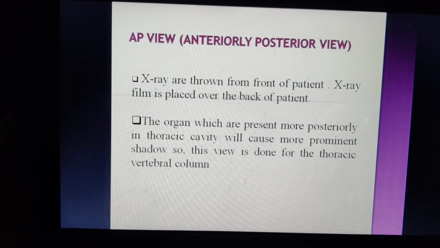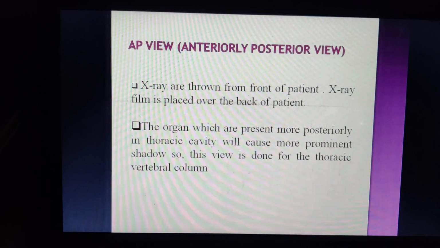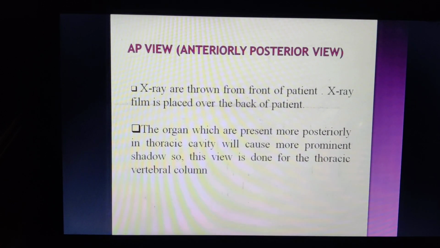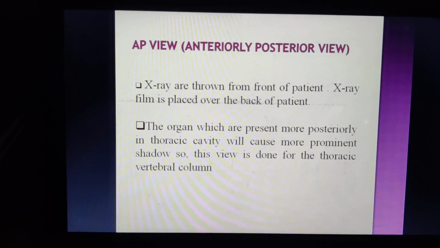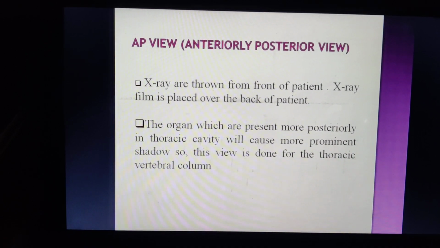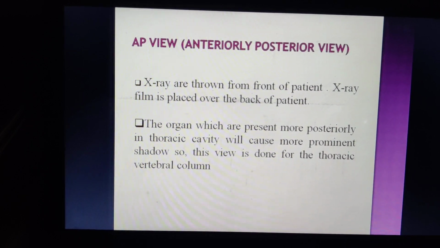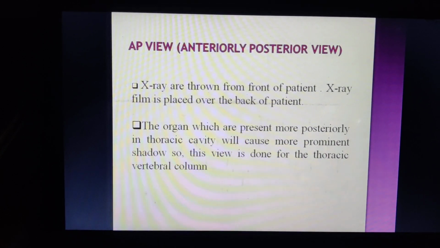AP view, as I told earlier, the beam will be thrown from the front of the patient and the film is placed over the back of the patient. In this view, the organs which are present more posteriorly in the thoracic cavity will cause a more prominent shadow because the detector is near the posterior side. So this view is done for the thoracic vertebral column.